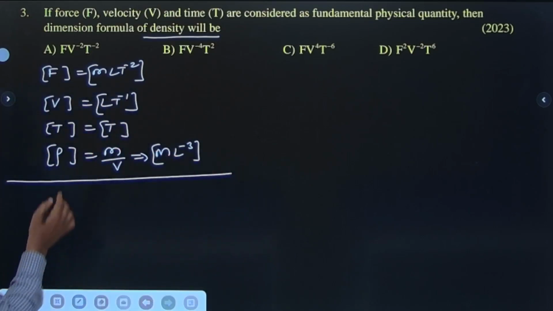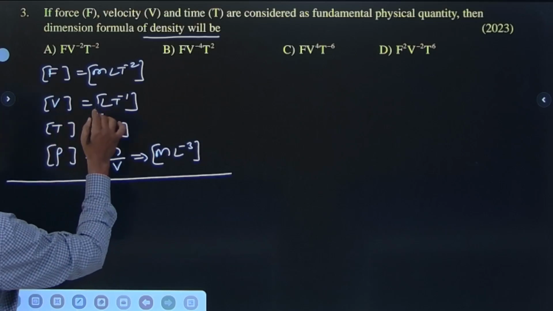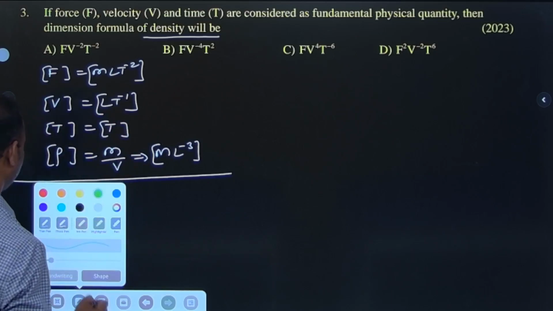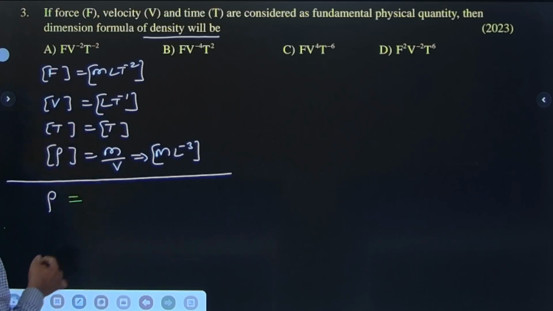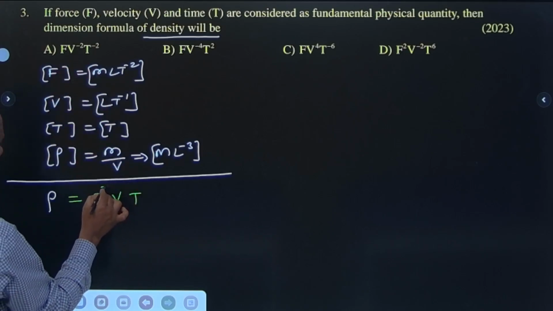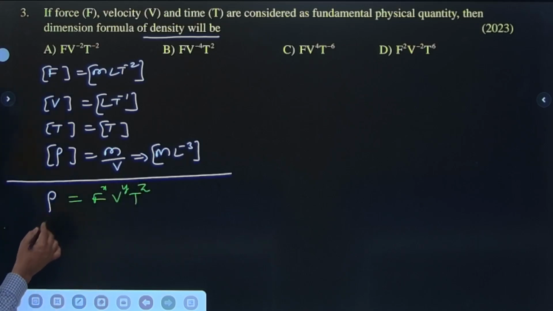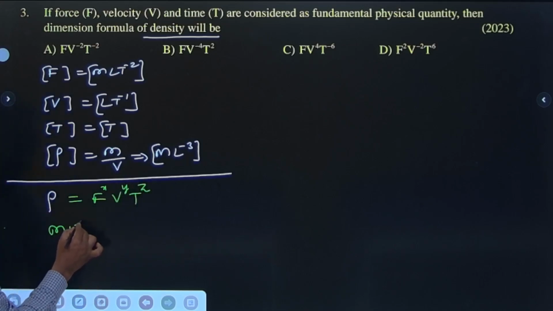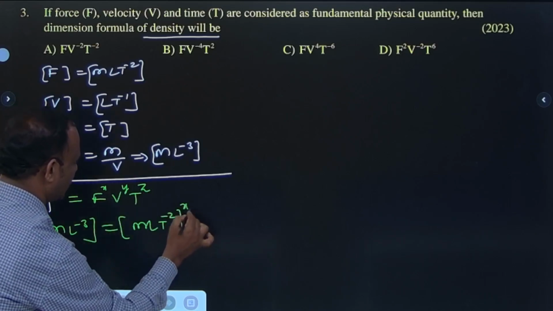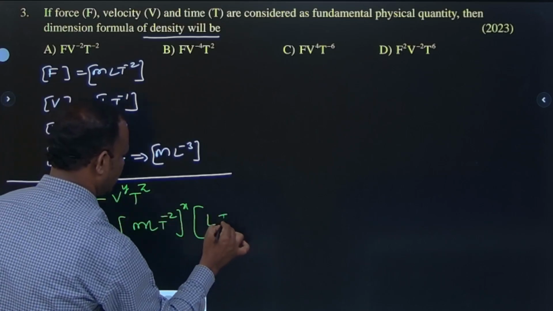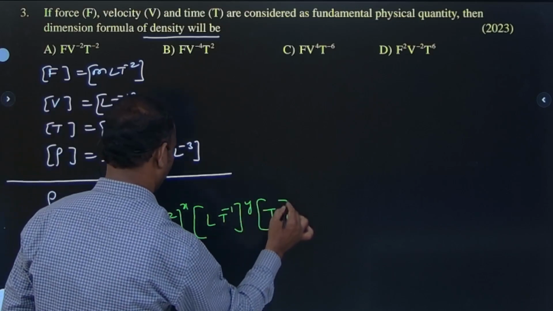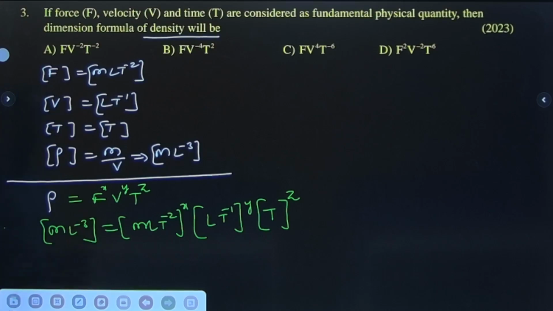Next, the relation: density is proportional to, or equal to, F to the power X, V to the power Y, and T to the power Z. Write the dimensional formula of density: ML^-3 equals force MLT^-2 to the power X, velocity LT^-1 to the power Y, and time T to the power Z. So I substitute these things.